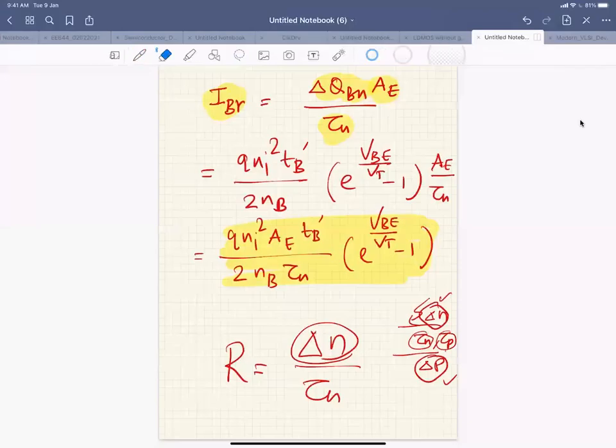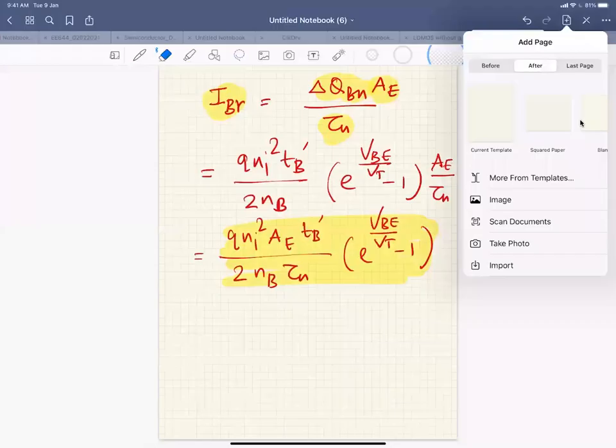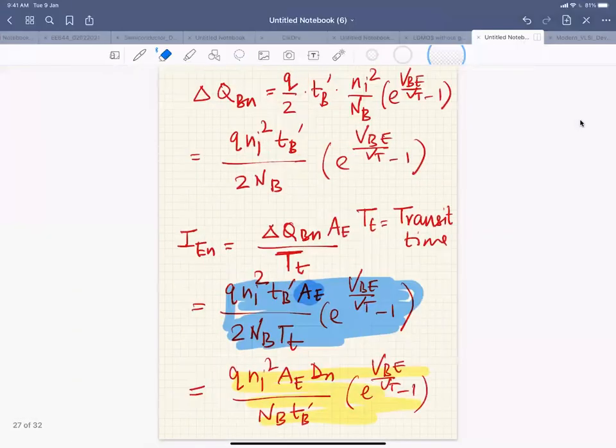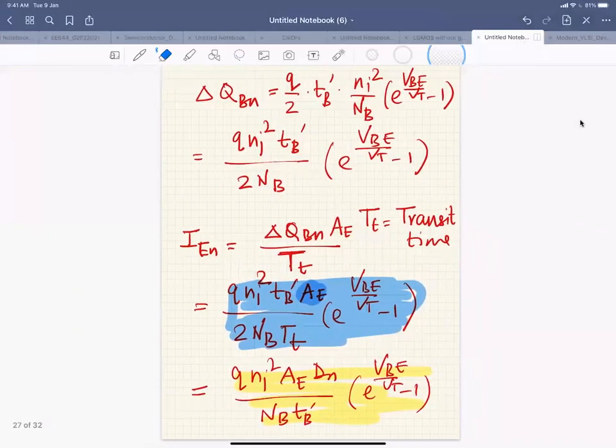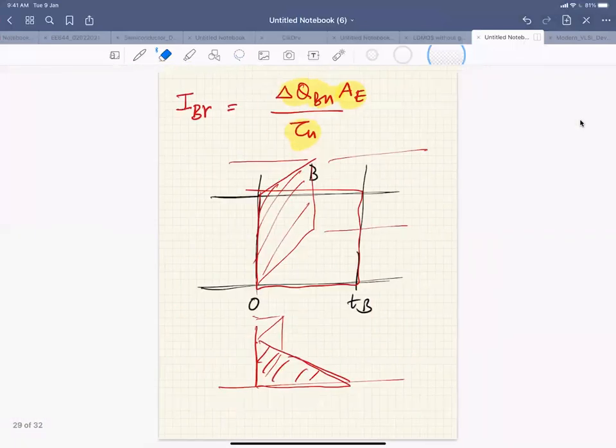So in our case, I am injecting excess carriers into the base, and these carriers are recombining. That's the reason I have put delta QBN, the total charge, by tau n, and if you derive it, it comes out like this. So this is my recombination current. Okay, now we have done almost all. Let me write down one by one. I have IEN. Okay, let me write it down.